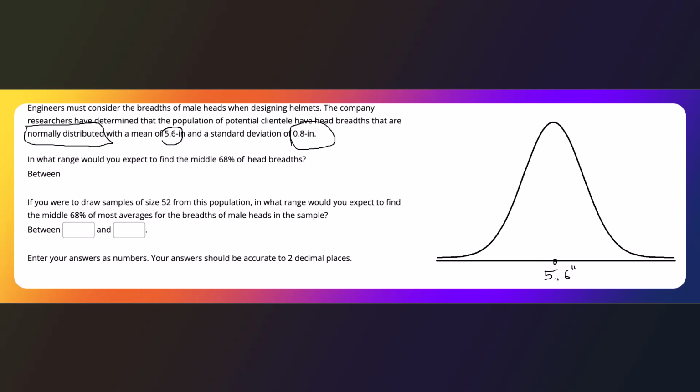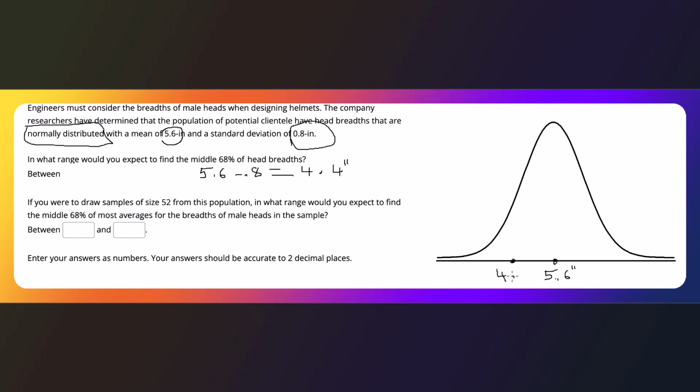And standard information is this, that for a normal distribution, approximately 68% of the observations are within one standard deviation of the mean. So that means that you will expect it to be between, this is the mean, we subtract one standard deviation, and that will be how much? That will be 4.4 inches, right? So that will be my lower bound, right?